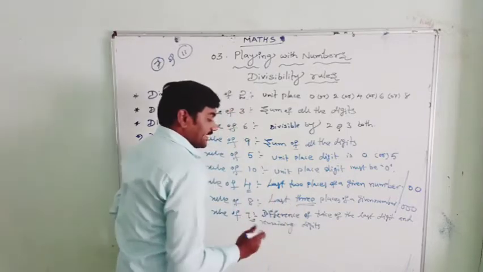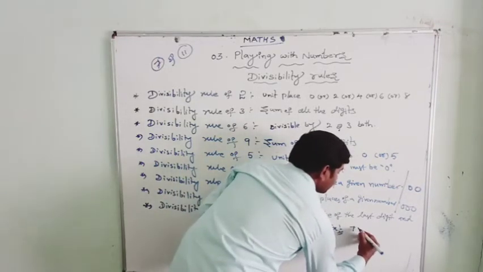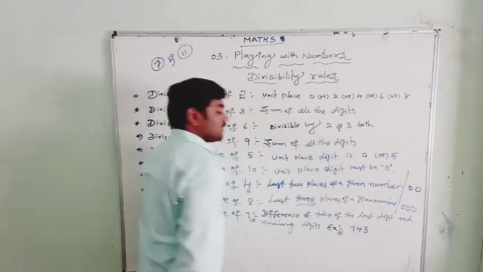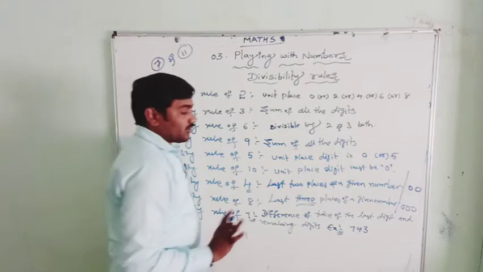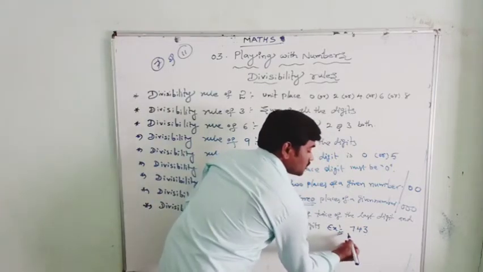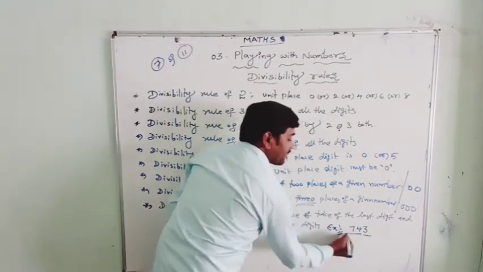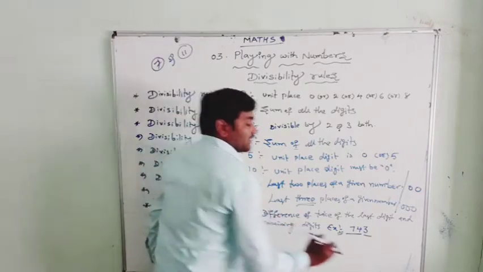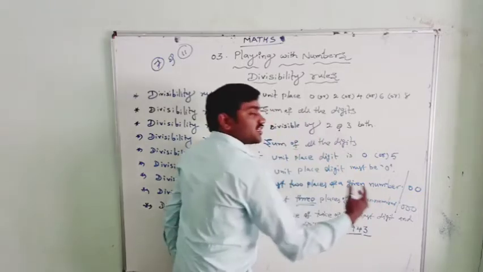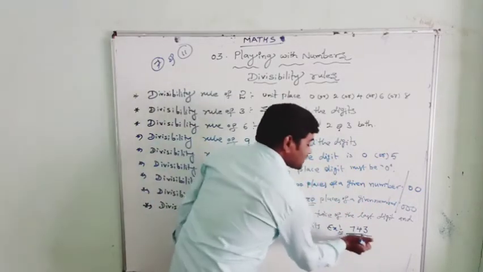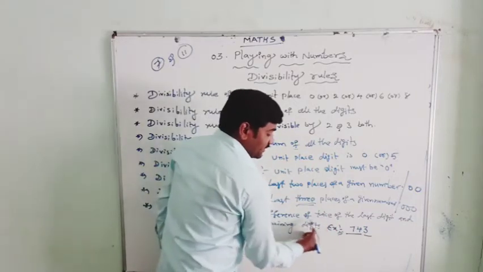So for example, let me write here. Suppose we have 743. Let me check whether 743 is divisible by 7 or not. We have to divide this complete number into 2 parts: the last digit is 1 part and all the remaining digits are the other part. The last digit we have to make twice. Here there is a 3, so double of 3 is 6. That 6 needs to be subtracted from the remaining digits. The difference is minus.